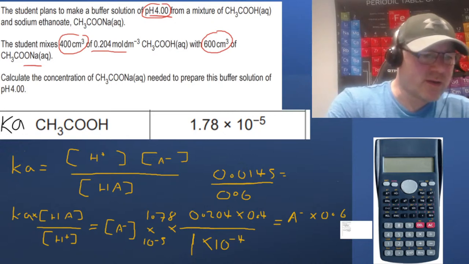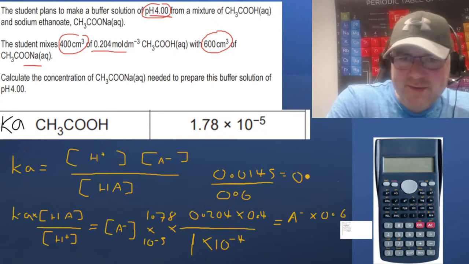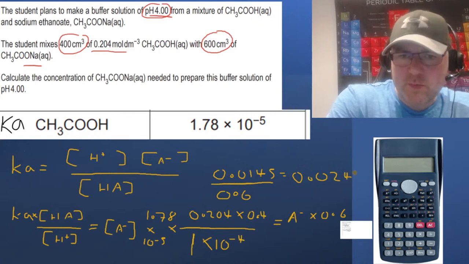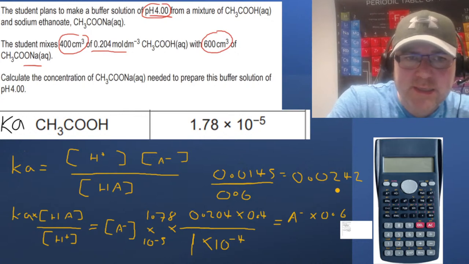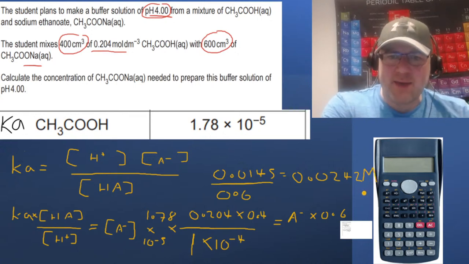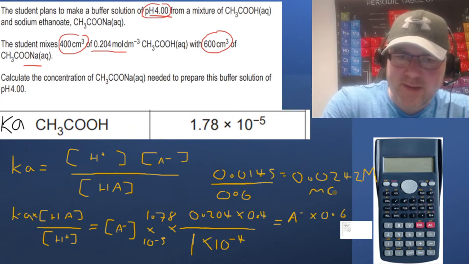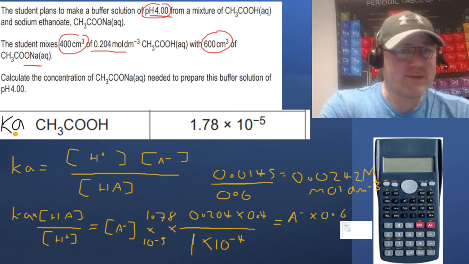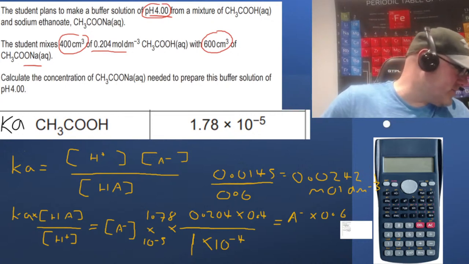I hope we get this right. I don't know about you, but if I don't get it right, I need to shoot myself. It is late, though, so I can forgive myself. 0.0242, and that is the concentration that we would need. Now, concentration, you can write a big capital M if you want instead of mole per dm, but really, modern day, they just like you to write mole dm minus 3. I don't really want to write that. It's all a bit long. And so that should be the concentration that I require.